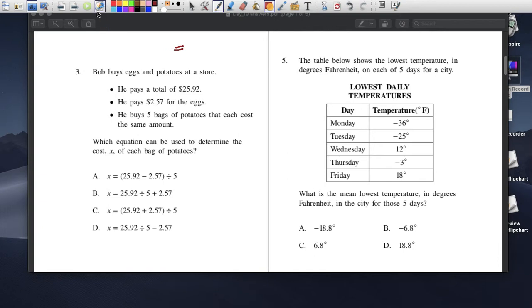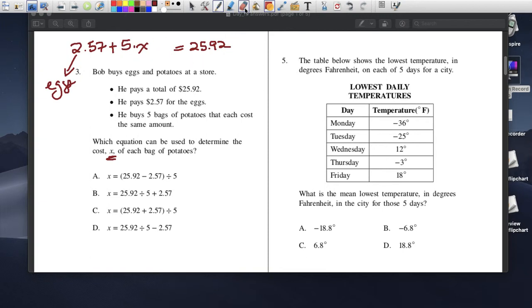He pays $2.57 for the eggs, period. That's a total. So that represents all the eggs that he bought. Plus, what did he buy? 5 bags of potatoes. And we're going to call the cost of each bag of potatoes x, so 5 times x, the number of bags of potatoes, and all that costs $25.92.